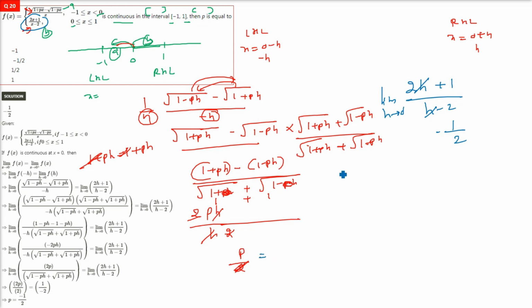So you can just equate these two. What do you get? It will be minus 1 by 2. P is minus 1 by 2 is the answer. Minus half it will be.